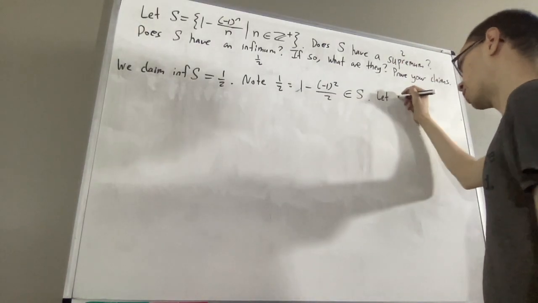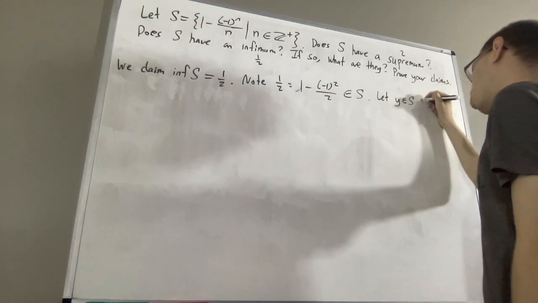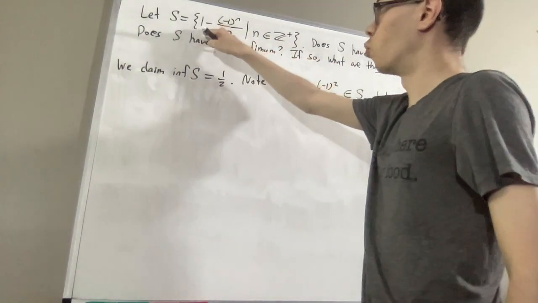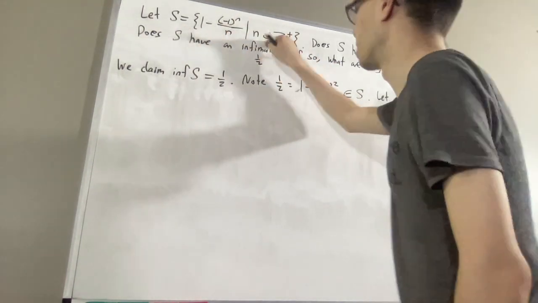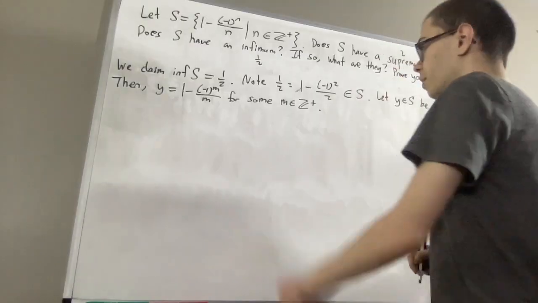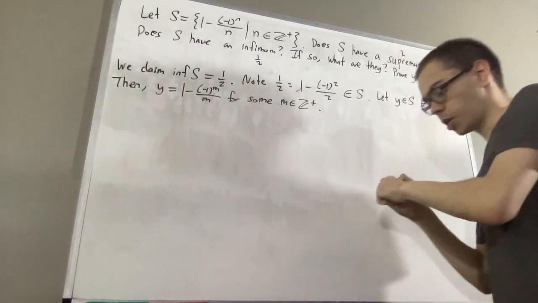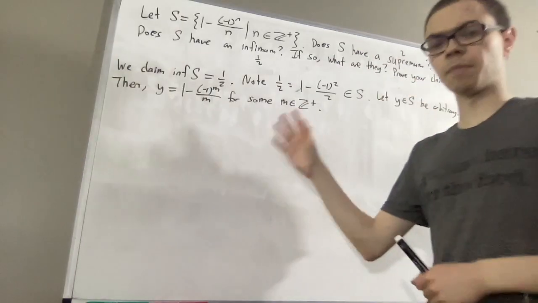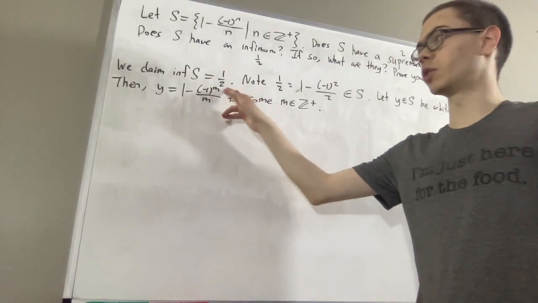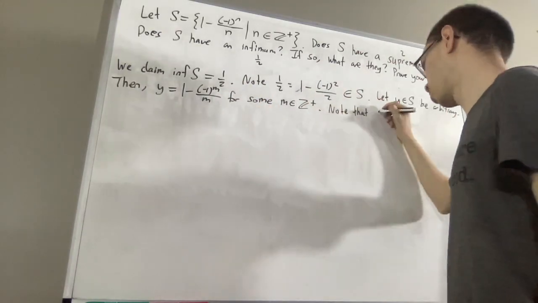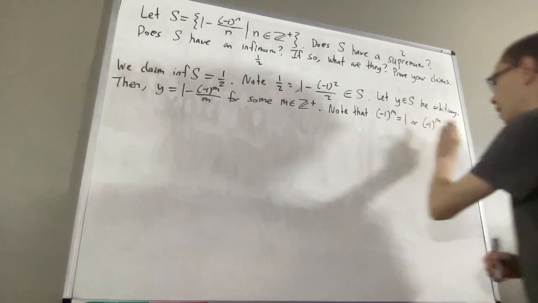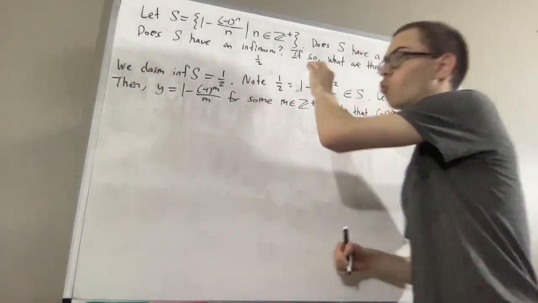So to do that, we give ourselves an arbitrary element of S. I'll call it y. Well then, y fits the form 1 minus (-1)^n over n for some positive integer n. Now to show y is greater than or equal to 1/2, just like we did for the supremum, we're going to split this up into two cases once again, depending on whether (-1)^n is equal to 1 or whether it's equal to -1. And so, from here, we're going to show in either case, y is greater than or equal to 1/2.